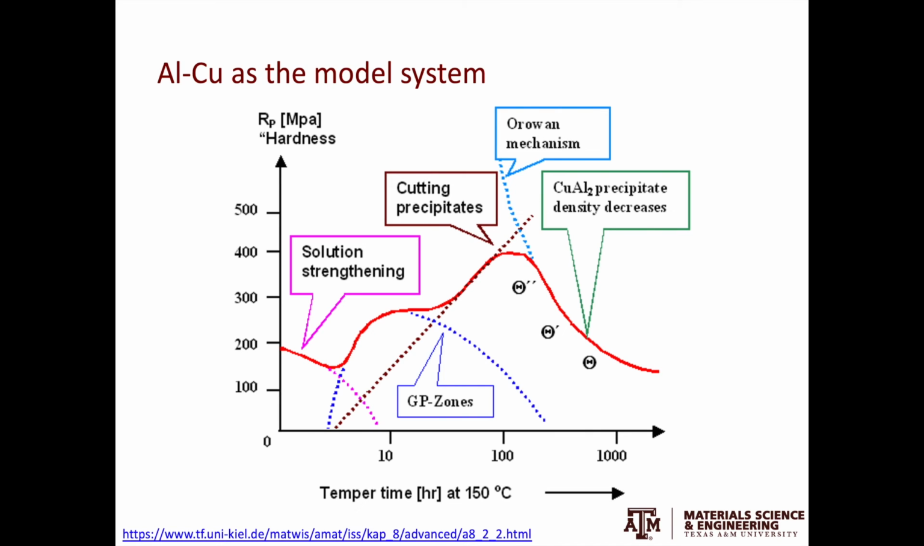One important thing I'd like to draw attention to is that different aging temperatures can give you different hardness profiles. If you age at a high temperature, you get a curve more like that, shown by my cursor. And the initial hardening is caused by a combination of GP zones and theta double prime precipitates.